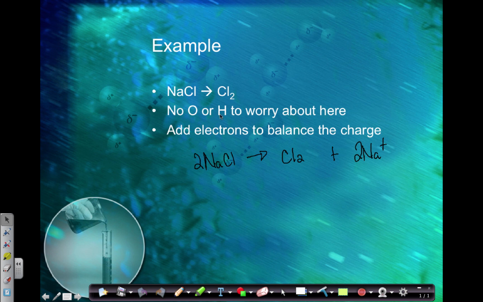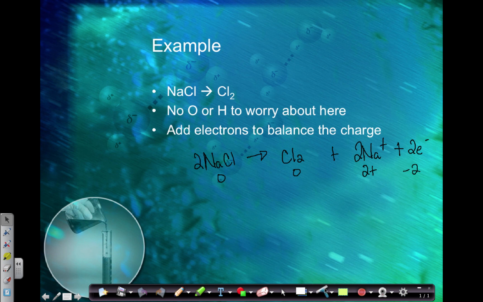All right, so now I don't have any H's or O's to worry about here. So now I just need to look at the charge. All right, so now I've got a 0 charge here, 0 here, and then a positive 2 on this side. So remember, this is the more positive side, so I'm going to add electrons to it to make it equal this charge. So positive 2 needs to be brought down to 0. I'm going to add 2 electrons to make it equal 0. So this plus this would give me a 0. So this is my half reaction for the chlorine.